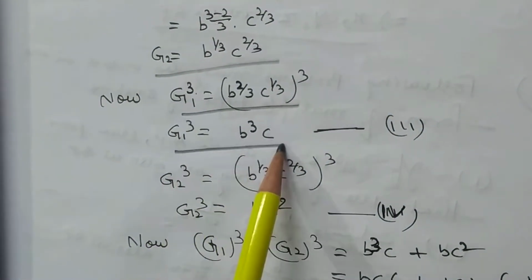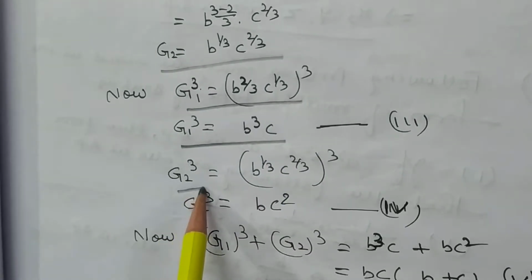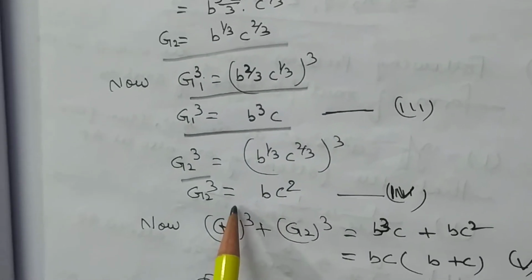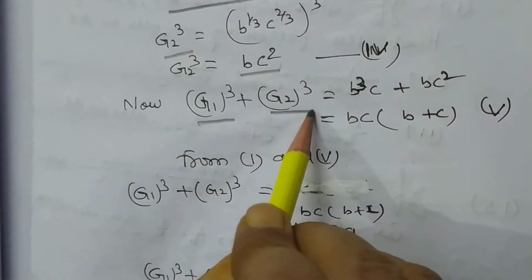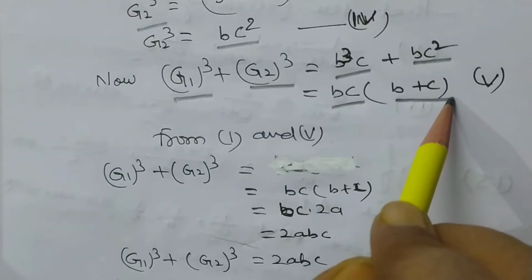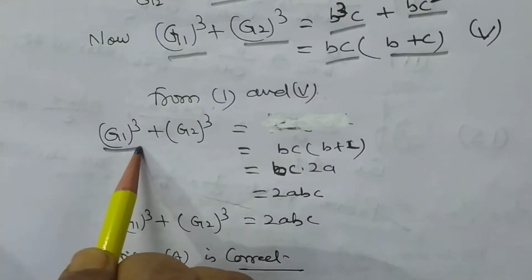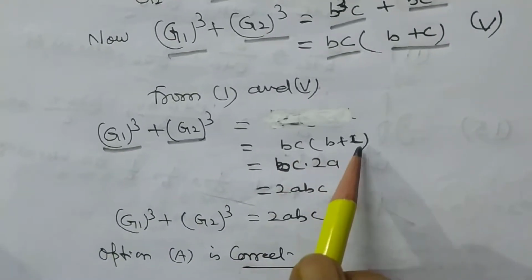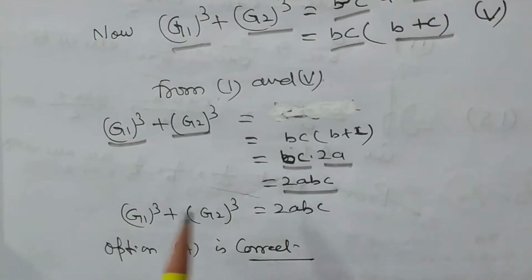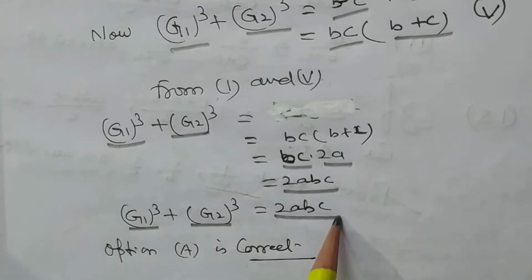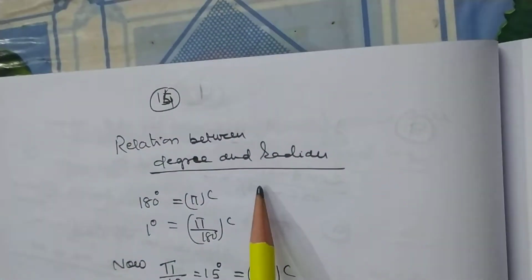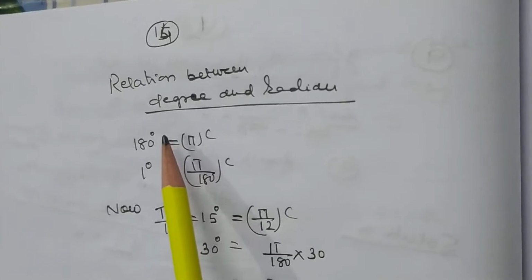G1 cube is equal to (B to the power 2 by 3, C to the power 1 by 3) whole cube, so G1 cube is equal to B square C. Similarly, G2 cube is equal to (B to the power 1 by 3, C to the power 2 by 3) whole cube, that is BC square. So G1 cube plus G2 cube is equal to B square C plus BC square. Take BC common: BC(B plus C). So from the first and fifth, G1 cube plus G2 cube is equal to BC(B plus C), that is BC into 2A, that is 2ABC. My dear student, G1 cube plus G2 cube is equal to twice ABC. Hence the option is correct.